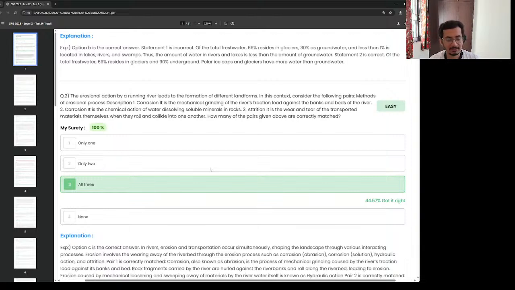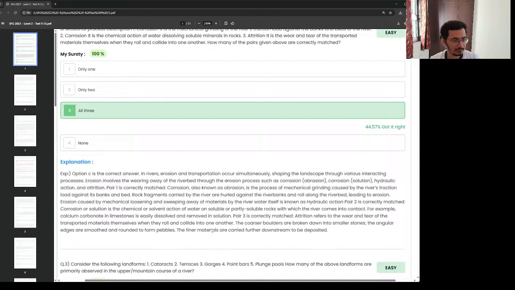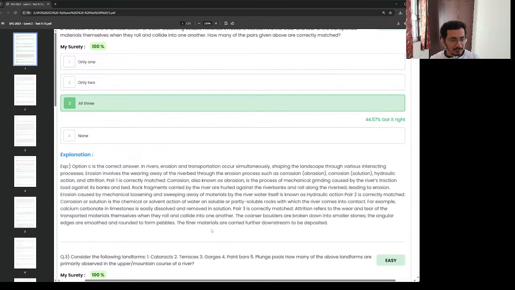Yeah, attrition is the rubbing of the materials against themselves. I got this one right as well. Transportation occurs simultaneously, erosion and transportation, shaping the landscape through various processes. Wearing away of riverbed through processes such as corrosion, abrasion, hydraulic action, attrition. Corrosion is also known as abrasion. That I didn't know. Corrosion and abrasion are the same thing.